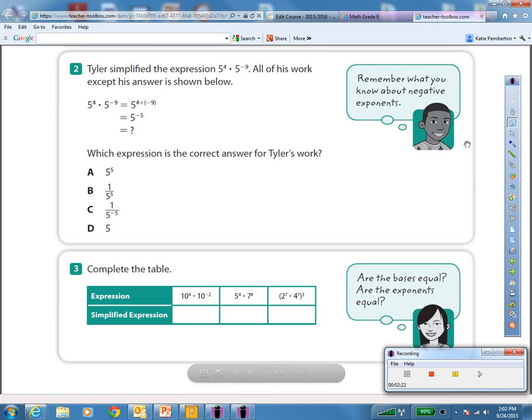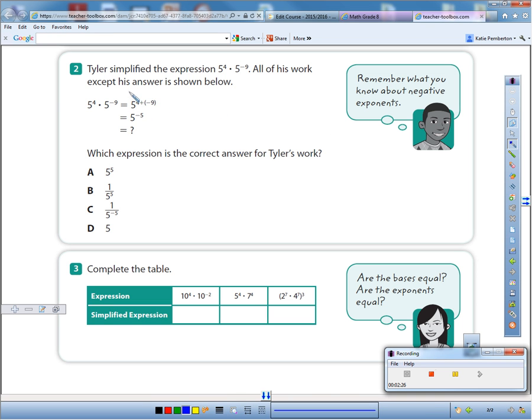Alright, on problem number 2, here we go. Tyler simplified the expression 5 to the 4th times 5 to the negative 9. All of his work is shown below except that answer. It looks like Tyler was adding those exponents. That looks good. We got negative 5, so that means this is in the denominator. B makes sense.